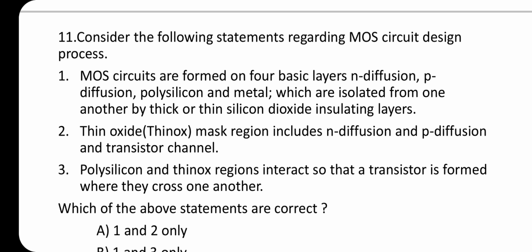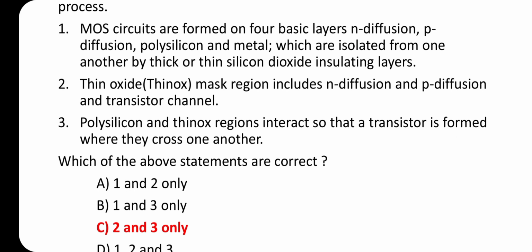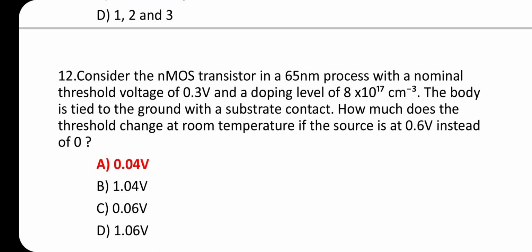Consider the following statements regarding MOS circuit design process. First statement, MOS circuits are formed on 4 basic layers: N diffusion, P diffusion, polysilicon and metal, which are isolated from one another by thick or thin silicon dioxide insulating layers. Second statement, the thin-ox mask region includes N diffusion and P diffusion and transistor channel. Statement 3: polysilicon and thin-ox region interact so that a transistor is formed where they cross one another. Which of the above statements are correct? Option C, statements 2 and 3 are correct.